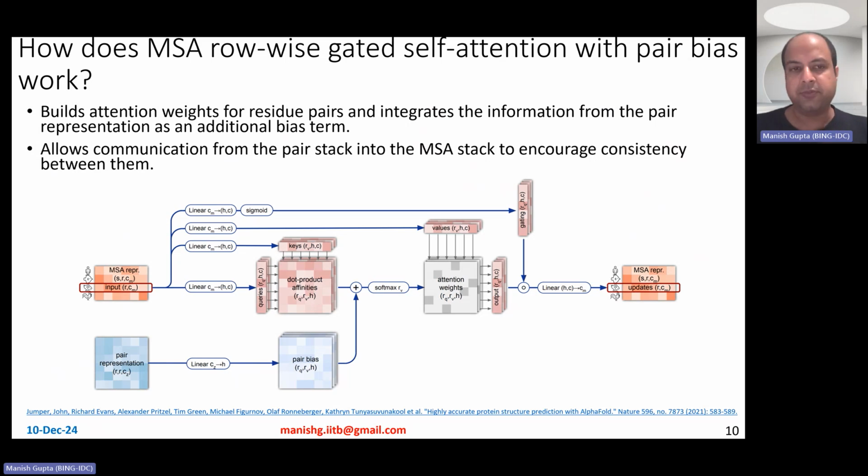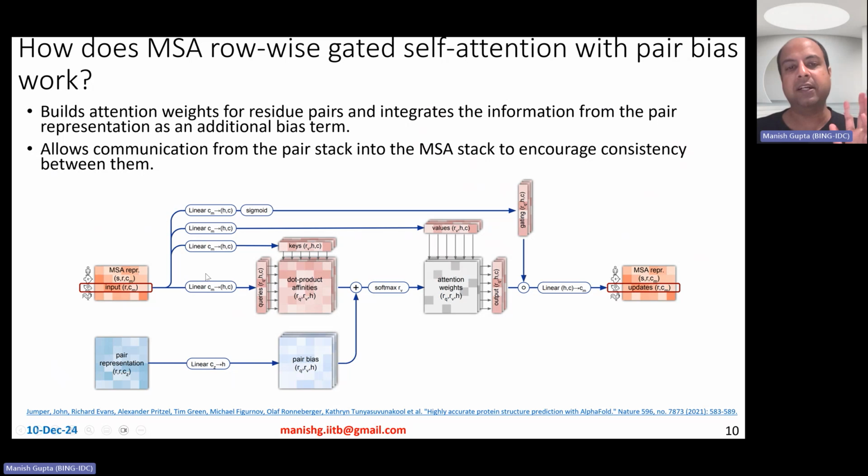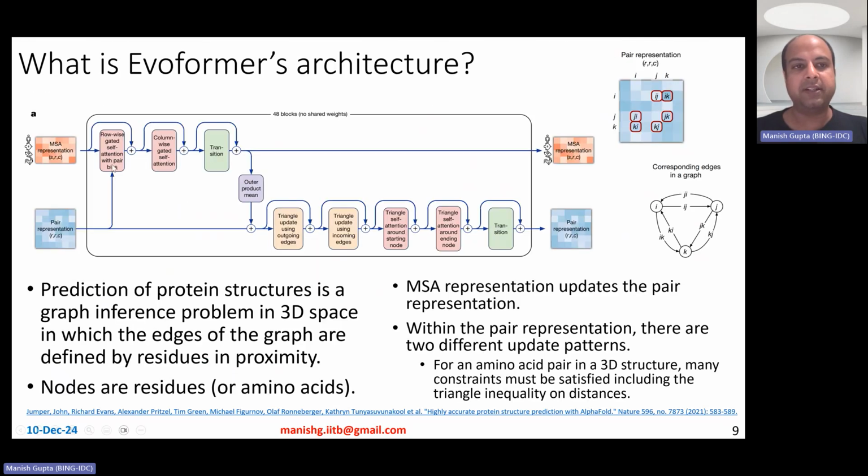First I'm going to talk about this block right there at the top: the row-wise gated self-attention with pair bias. So what does this look like? This is basically how it looks. It's a complicated block. It looks complicated, but it's not really that complicated. Let's try to understand. This block is going to take both inputs, the MSA representation and the pair representation.